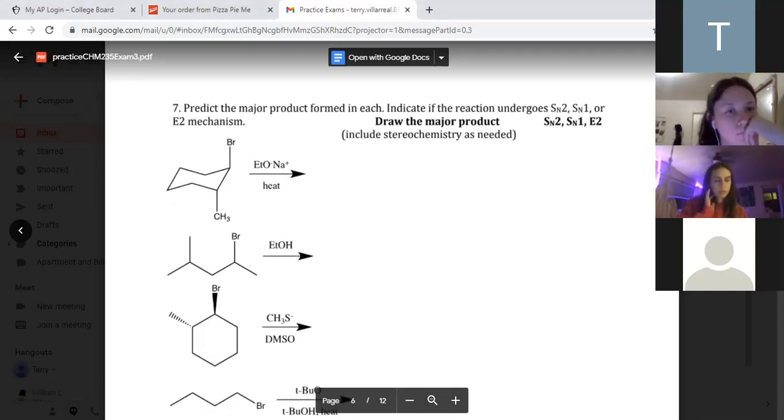Okay, so let us work through this again. We'll do what we did yesterday. Yesterday, we walked through these and talked about how to solve these. So in this problem, it says predict the major product formed in each, indicate if the reaction undergoes SN2, SN1, or E2. So right off the bat, we don't have to worry about E1. So that takes a little bit of heat off of us.